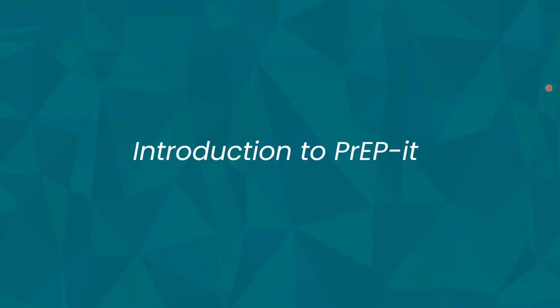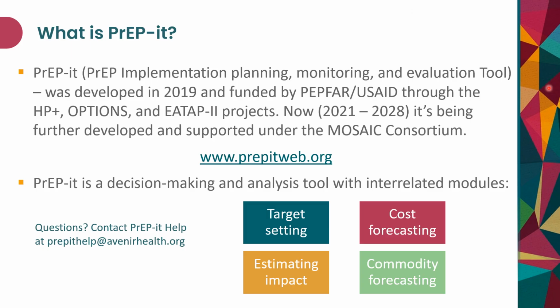Now that we've provided some background about PrEP targets and the target setting process, let's talk about Prep-It itself. Prep-It stands for the PrEP Implementation, Planning, Monitoring, and Evaluation Tool. The tool was originally developed in 2019 and funded by USAID through 3 projects, HP Plus, Options, and ETAP 2. Now it's being further developed and supported under the Mosaic Consortium.